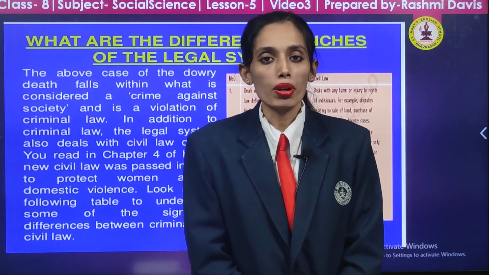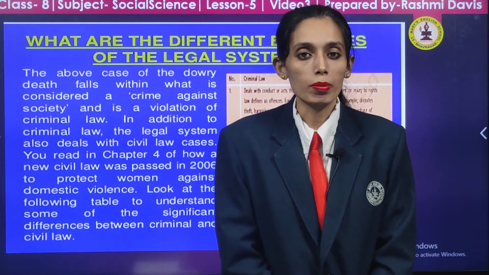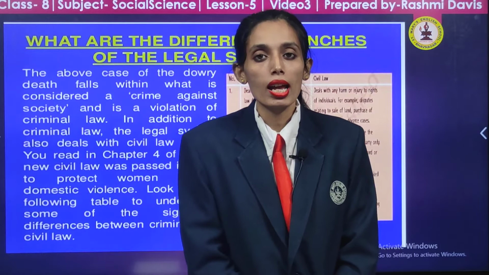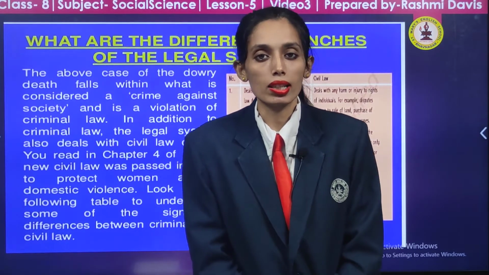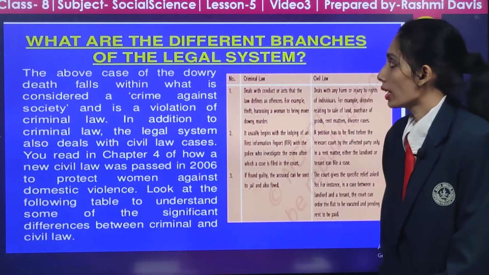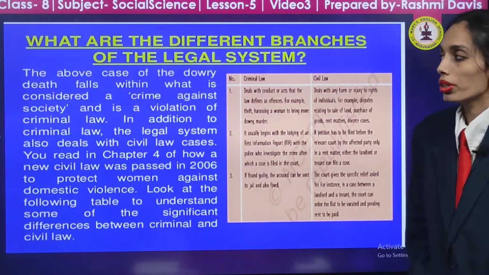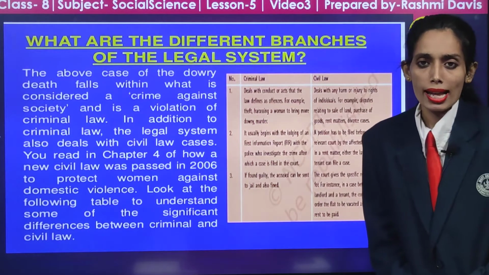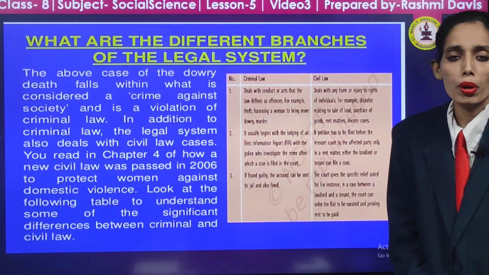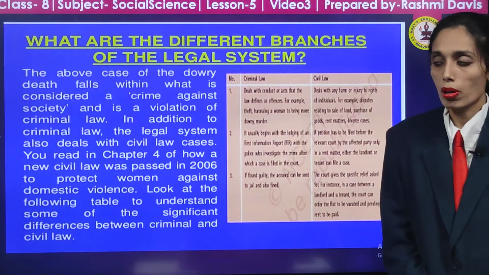Today we are going to talk about the legal system, how it works and what the different laws are, which we are going to understand in detail. What are the different branches of the legal system? You have criminal law and civil law, which we have already talked about in detail.